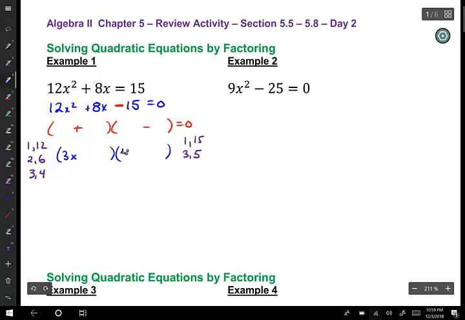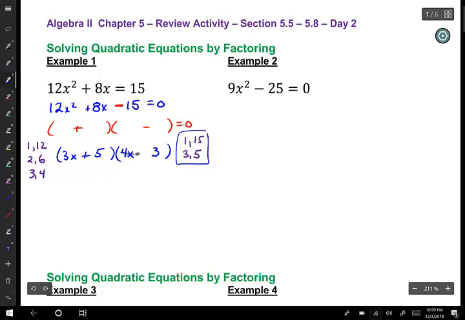So 3x and 4x. Knowing that it's 3x and 4x, my number that goes in here cannot have a multiple of 3. So I cannot have a 3 there. I cannot have a 15 there. So those are both counted out of my choices over here on the right. So my only choice there really is going to be a 5 and a 3 at the back, or a 15 and a 1. But I'm going to try the 5 and a 3 first and see if those work.